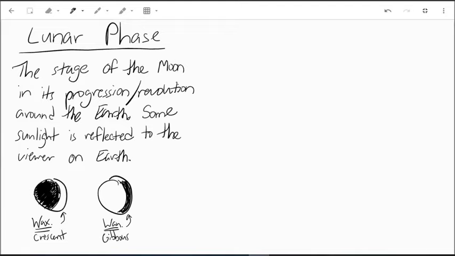Remember which quarter is associated with which half of the moon cycle, waxing and waning. First quarter, third quarter, which one is waxing, which one's waning. Third quarter implies it's later on in the cycle. First quarter implies it's early in the cycle. So that's lunar phase.